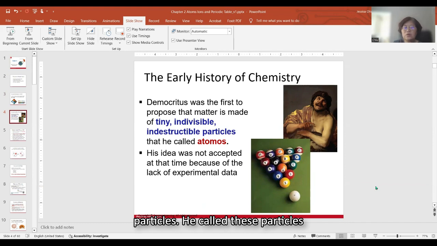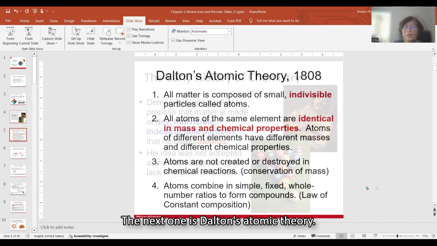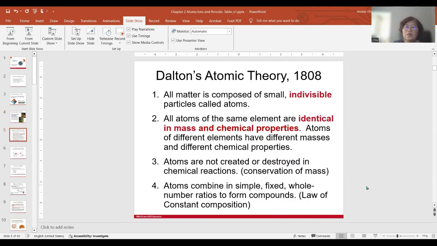He called these particles atomos, which means indivisible in English. Unfortunately, Democritus did not have the necessary equipment to test his ideas at that time. Therefore, his ideas were eventually rejected. The next one is Dalton's atomic theory. John Dalton was an English chemist.